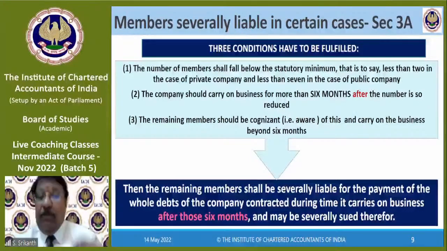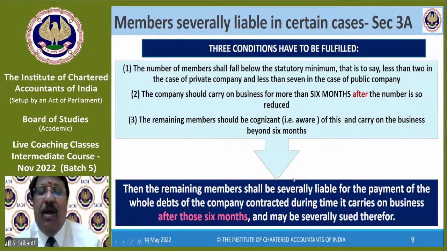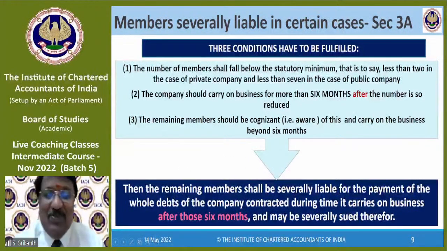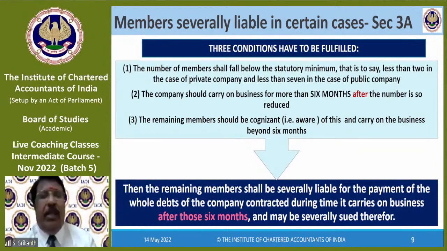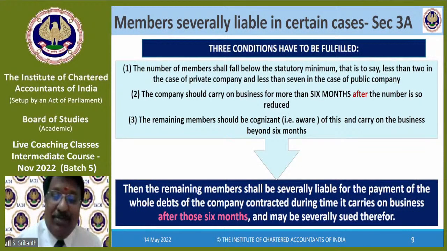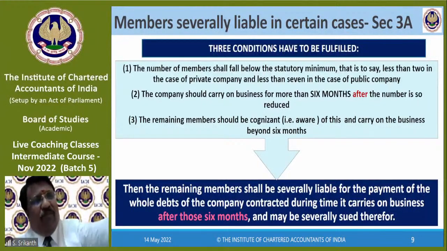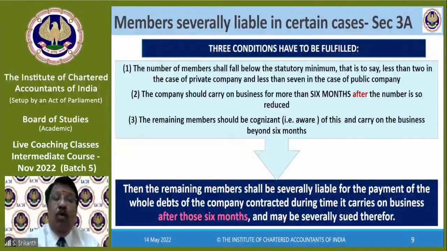Then what happens? The remaining members shall be severally liable. Severally is a word you should have studied in Partnership Act also. The partners of a firm are jointly and severally liable for the debts of the firm. What do you mean by severally? Jointly, you know, they are all together liable. Severally means any one partner can be sued for the entire amount. Suppose I am a creditor of a firm, the firm owes me 8 lakhs. There are 3 partners. I need not file a joint suit. I can file a suit against one of the partners for the entire 8 lakhs. That is called severally liable. Same word is used here. On who? The remaining members.